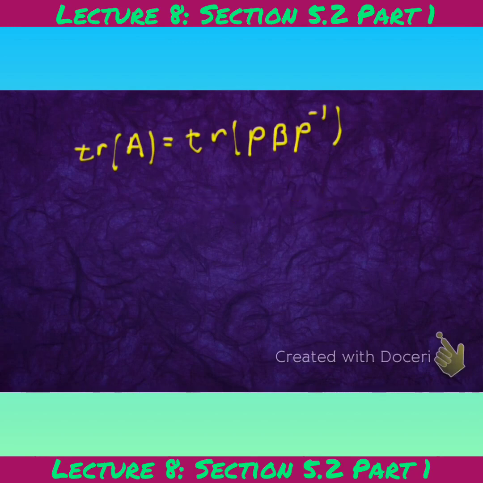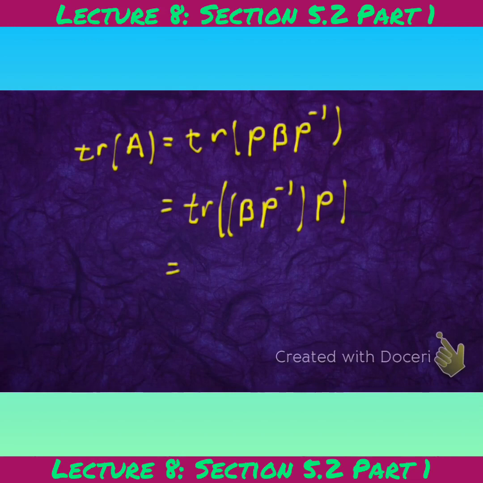Applying that rule, we take that matrix there, and we take that matrix there, we switch the two around, and we take the trace of that. And therefore that becomes the trace of the matrix B. So the trace is not affected.